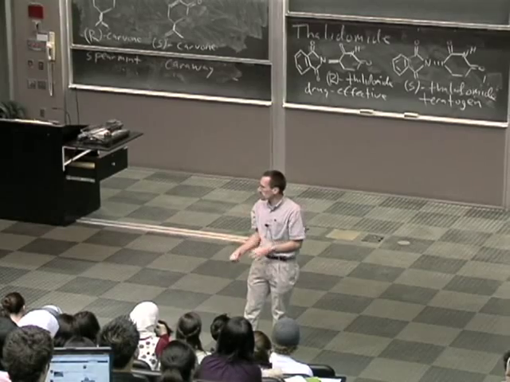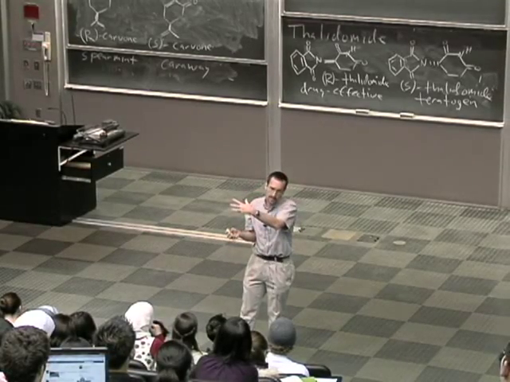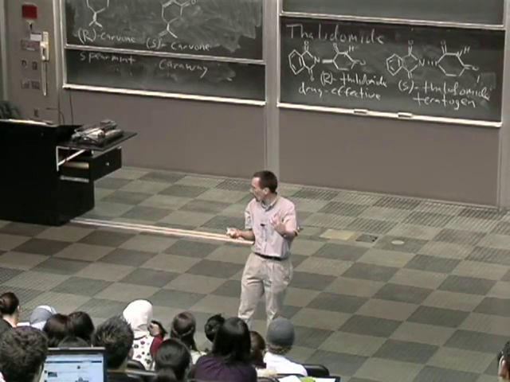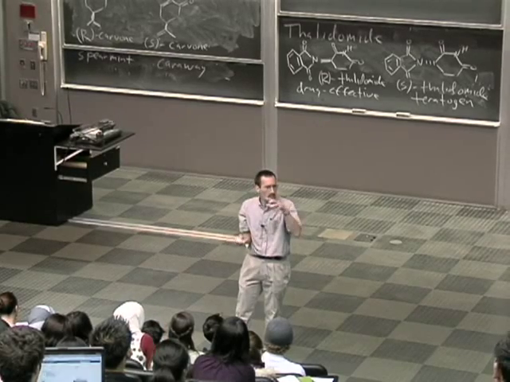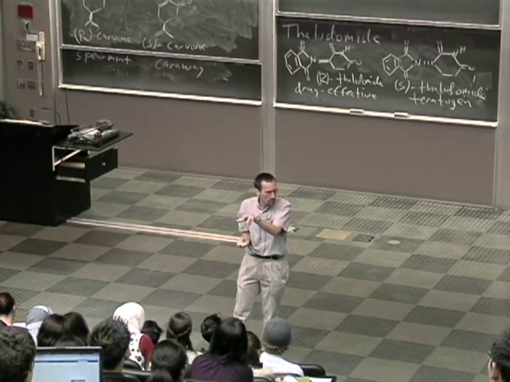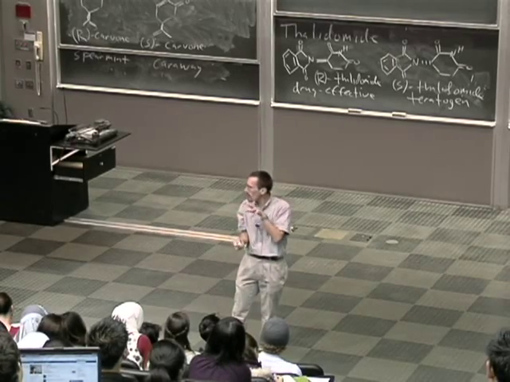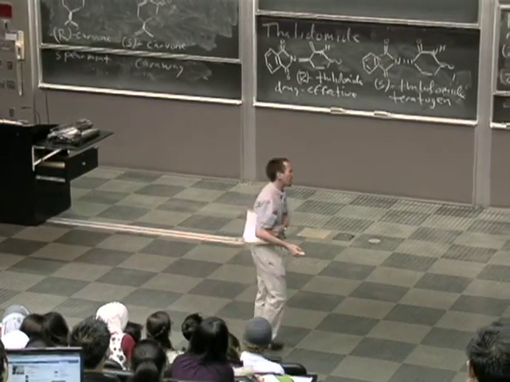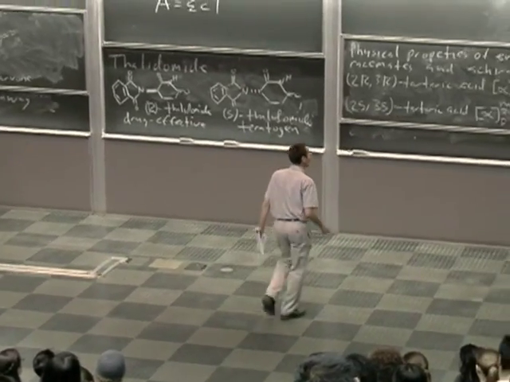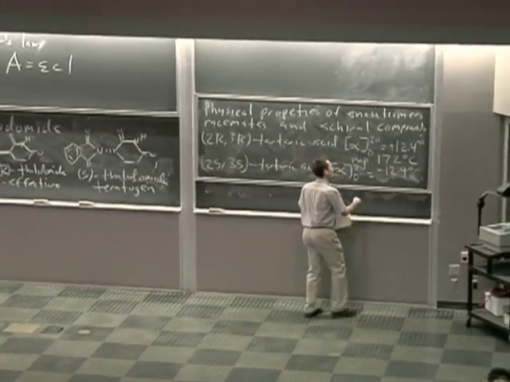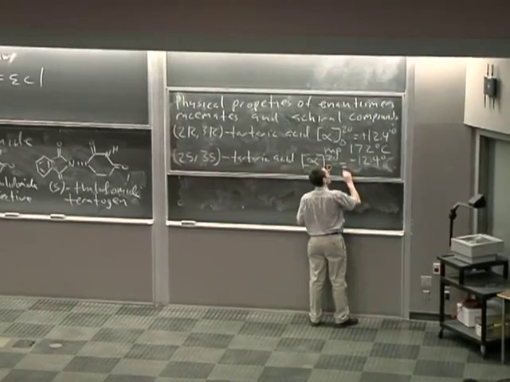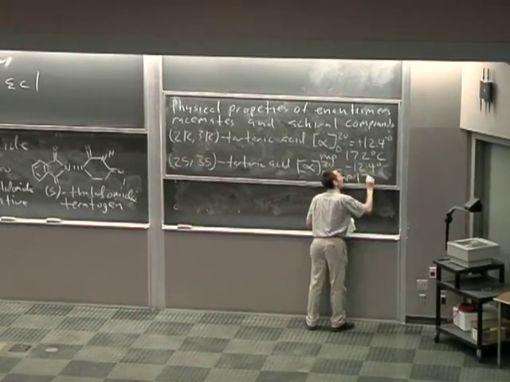If you have a crystal of all right-handed molecules or a crystal of all left-handed molecules, the packing and the structure of the molecules is identical. As a result, the melting point is going to be identical. In other words, the melting point is going to be 172 degrees as well.